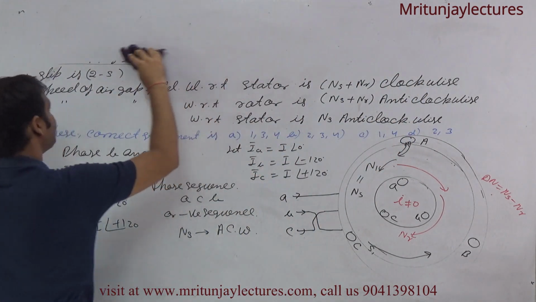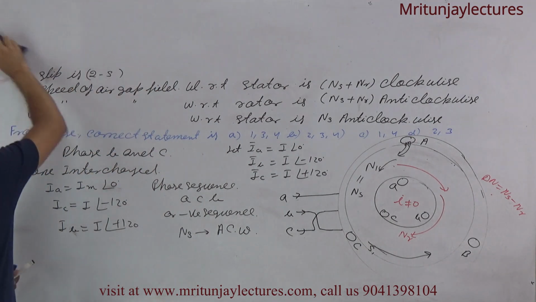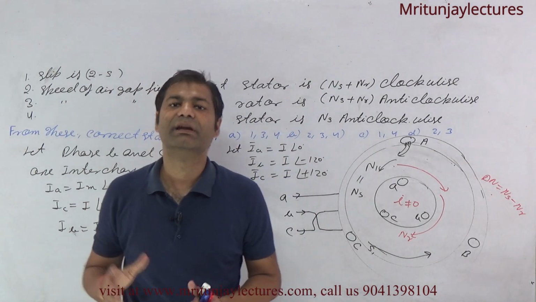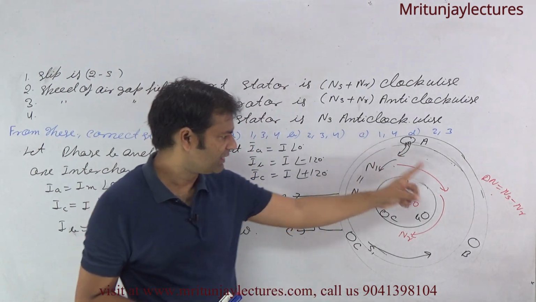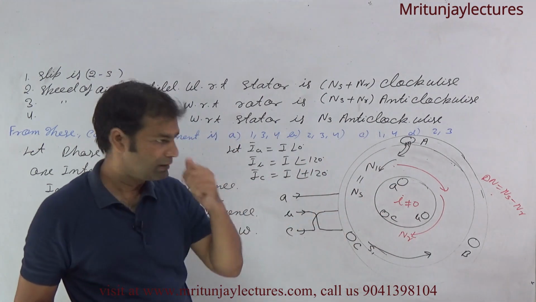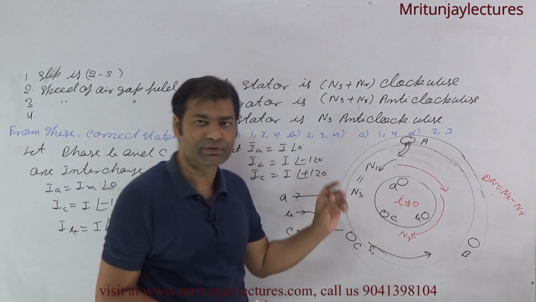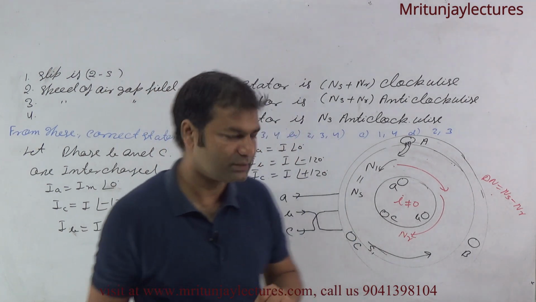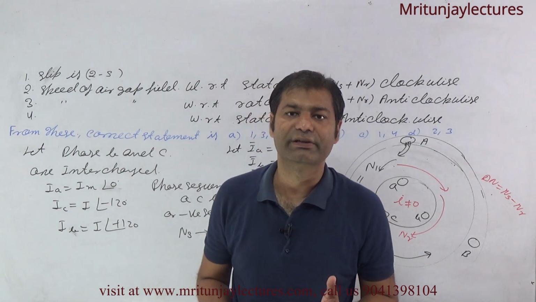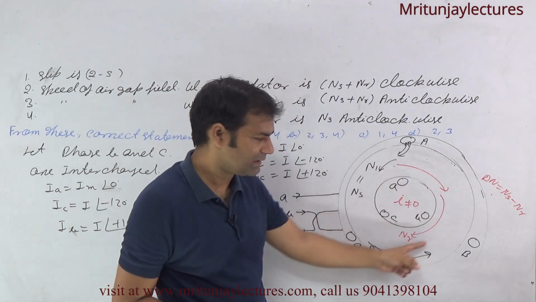Corresponding to the question, when the supply is suddenly interchanged, the rotor is rotating like this. If the three-phase supply is ABC, the rotor rotates like this, and the stator magnetic field corresponds to this. Then the supply is suddenly interchanged. What about the rotor speed? It is not changed. Why? Due to inertia, it keeps rotating like this.